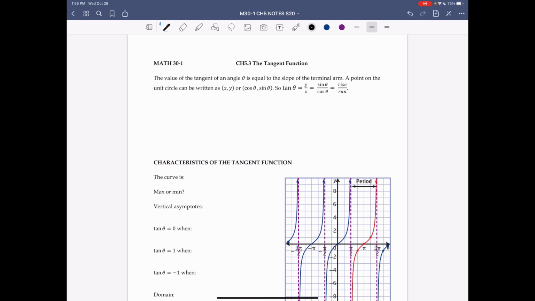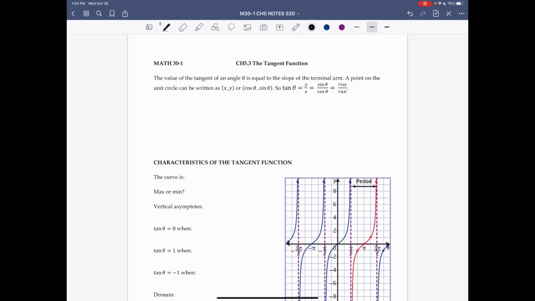Chapter 5.3, the tangent ratio. The value of the tangent of an angle theta is equal to the slope of the terminal arm. A point on the unit circle can be written as (x, y) or (cos theta, sine theta). So tan theta equals y over x, which equals sine theta over cos theta, which equals rise over run.